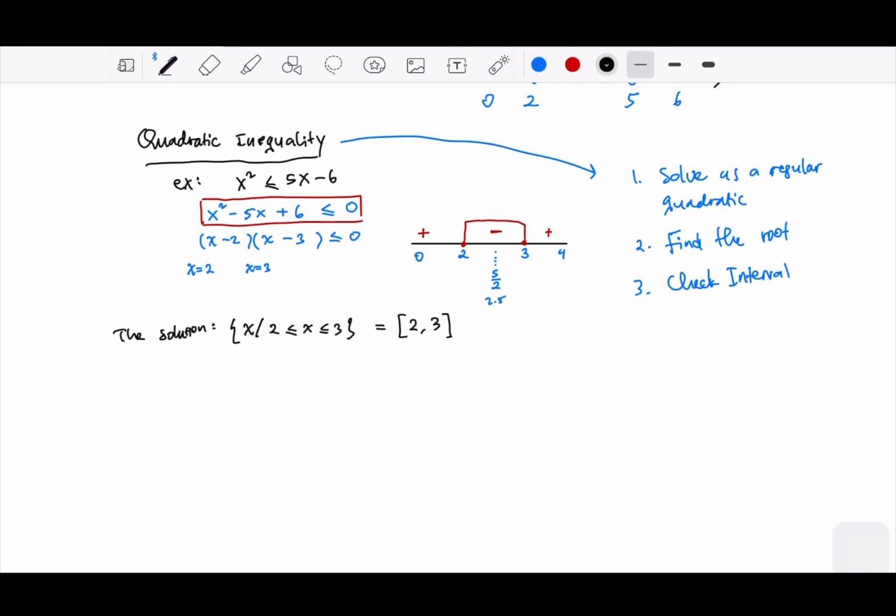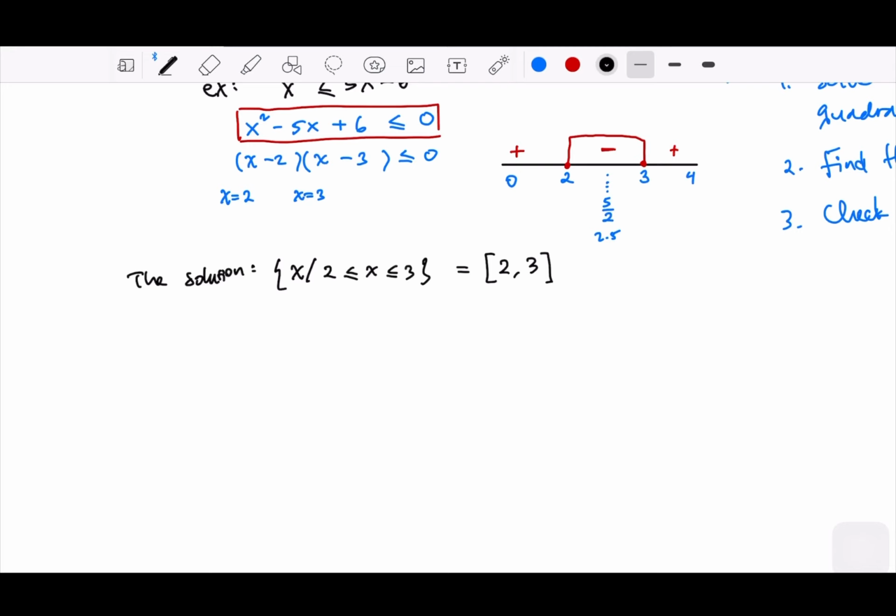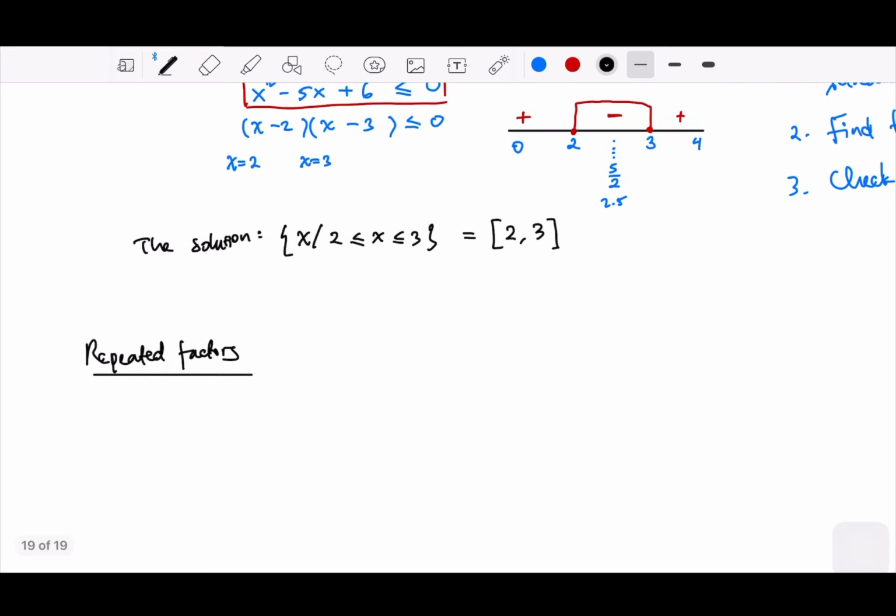Okay, just this 3. And somehow, still in the quadratic inequality, we might have repeated factors, but this is not really a problem. What is a repeated factor? Let me give you an example. A repeated factor is when you have something like this. This is called a repetition, a repeated factor. But the idea is still the same.